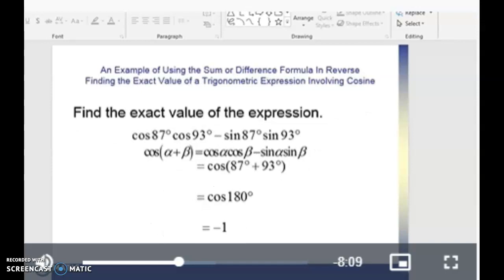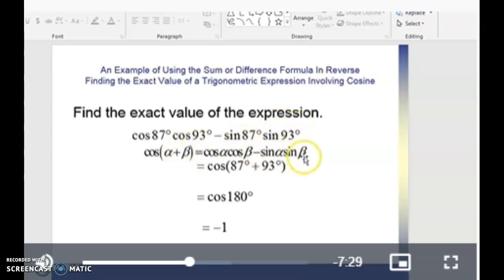Well, our next example is basically an example of using the sum or difference formula in reverse. This time, we are given a problem that is in the form of the right-hand side of our formula for the cosine of the sum of two angles. As we can see, we have the cosine of two angles, subtract the sine of the same two angles. That form is what is given to us.